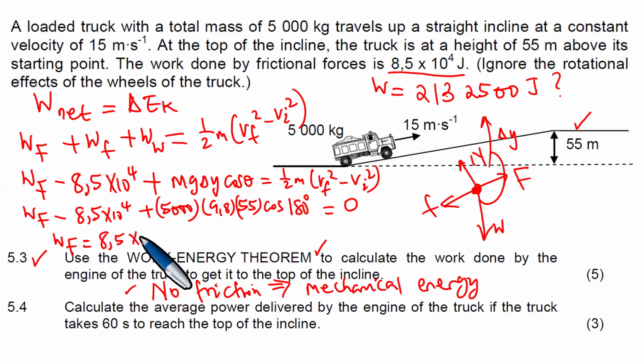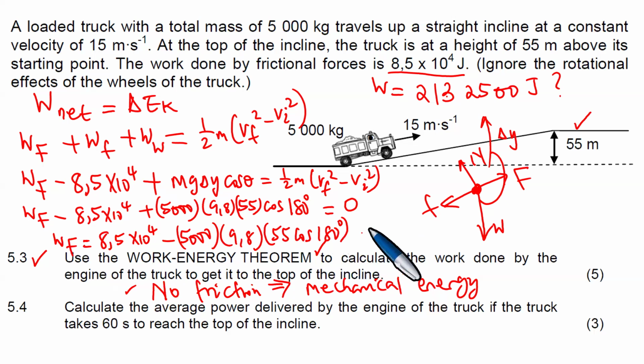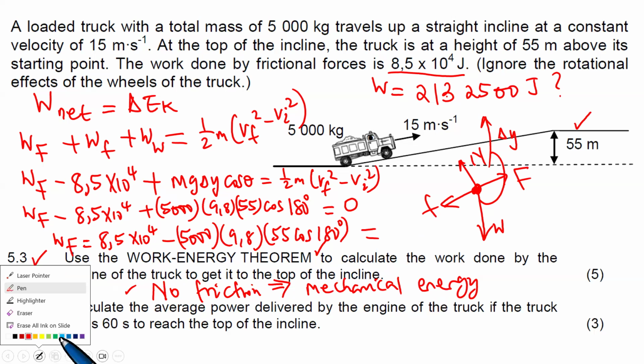8,5 minus 5,000 times 9,8. Okay, we're just moving this 8,5 to the right, it becomes positive, and then you move the 5,000 to the right, it becomes negative, and then we have the 9,8, 55, the cosine of 180 degrees. Right, so in the end, we have the following result.